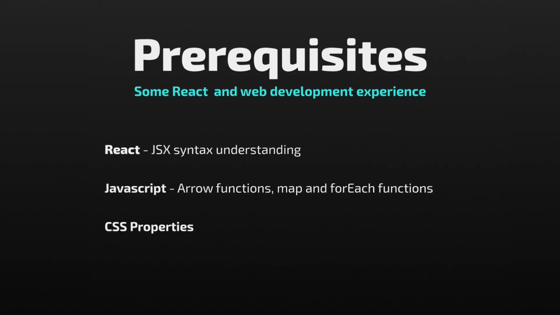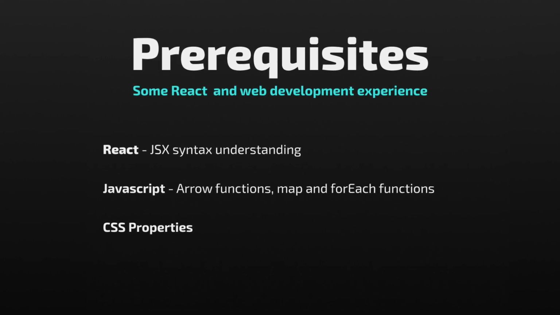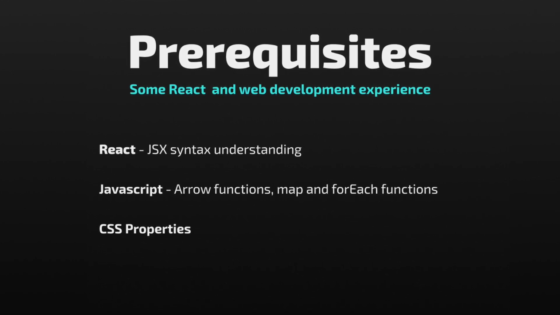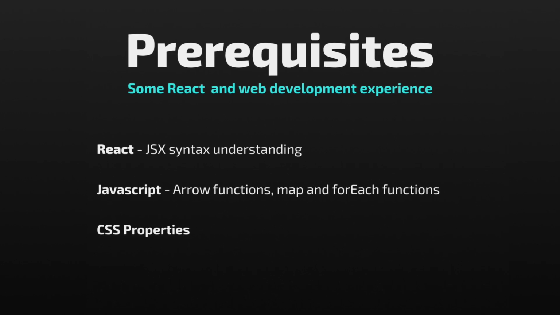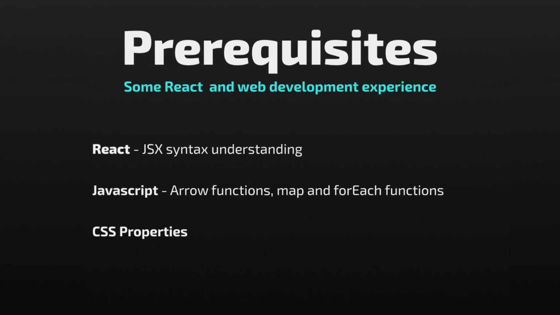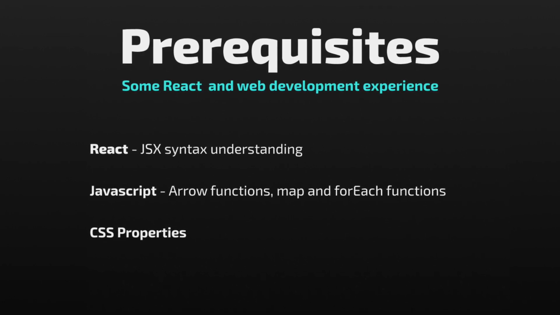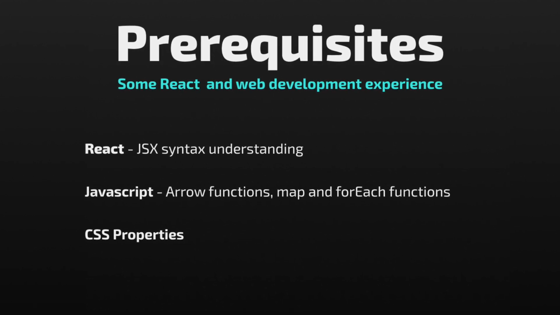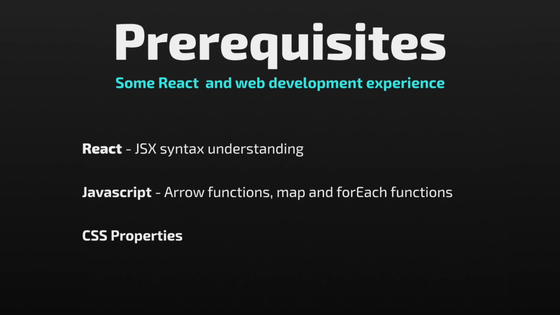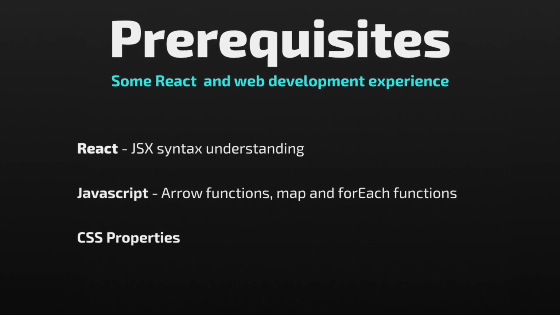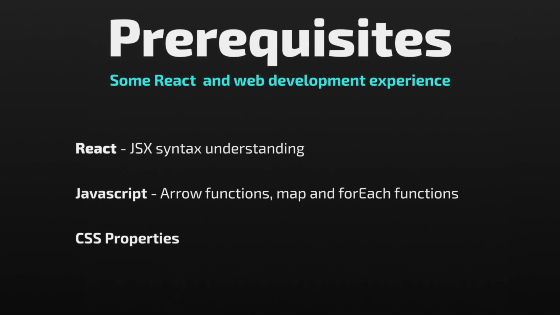This video is for people with a little bit of web development background, so that means some intermediate JavaScript know-how. I'll be using arrow functions, map, and forEach. You need to have some CSS understanding too. Obviously we'll be doing all of the styling like that, and we'll also be animating the CSS properties. You also need to understand the React JSX syntax. This will all be written within a simple component.